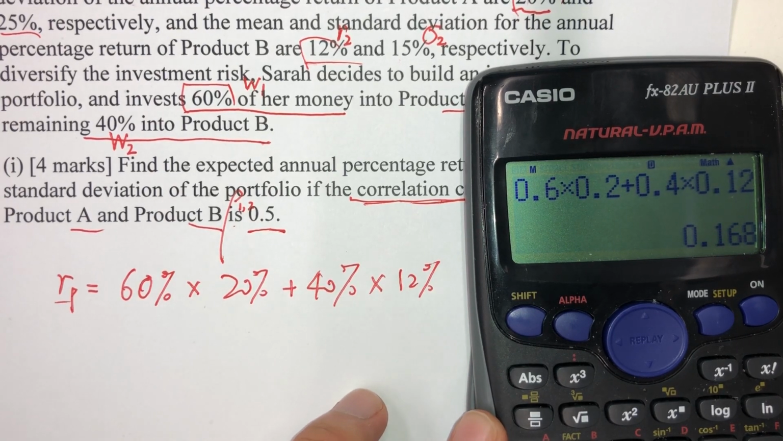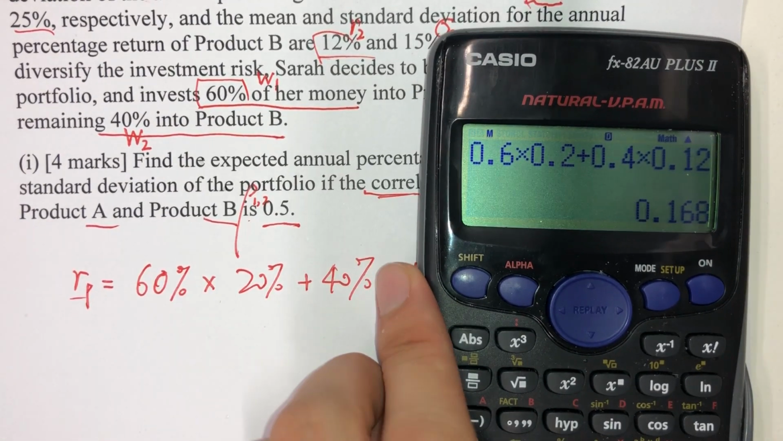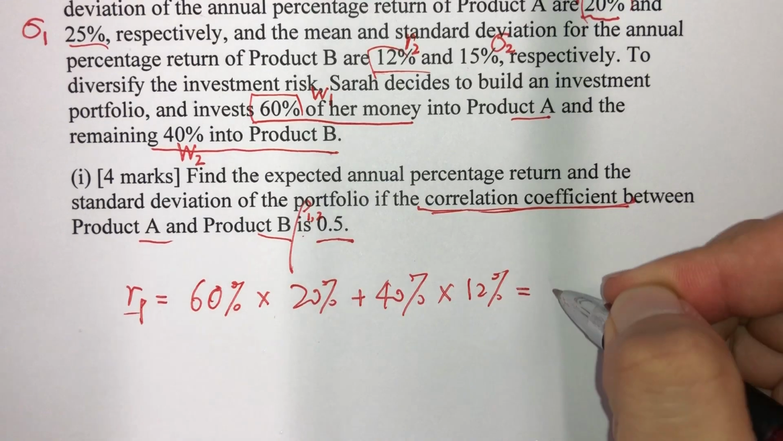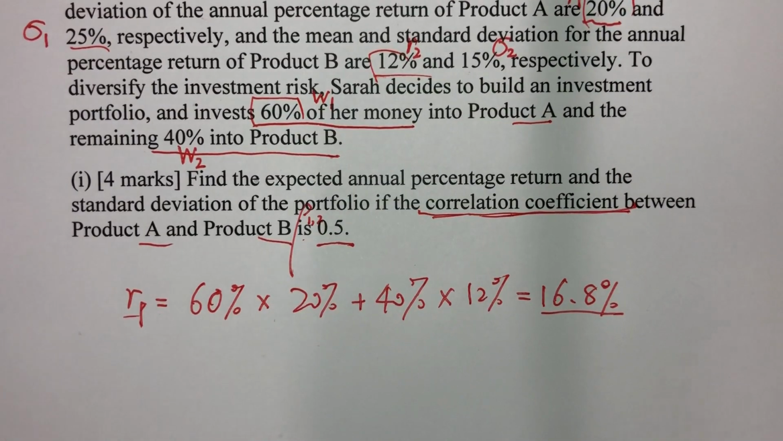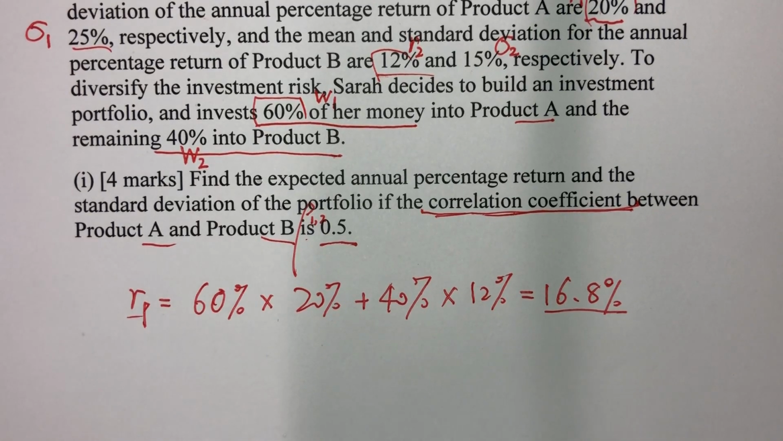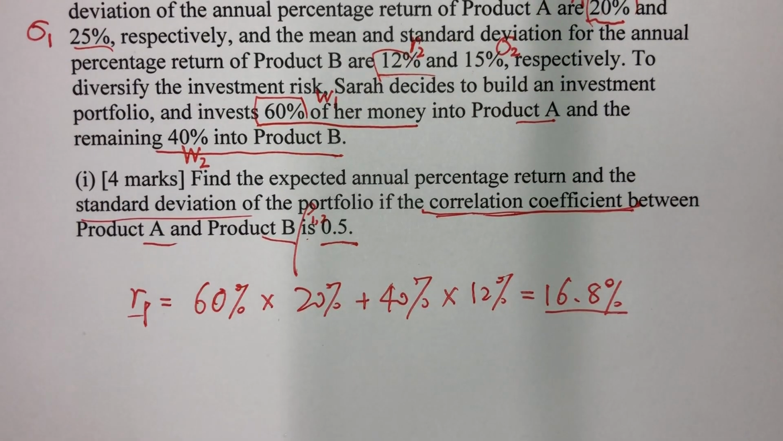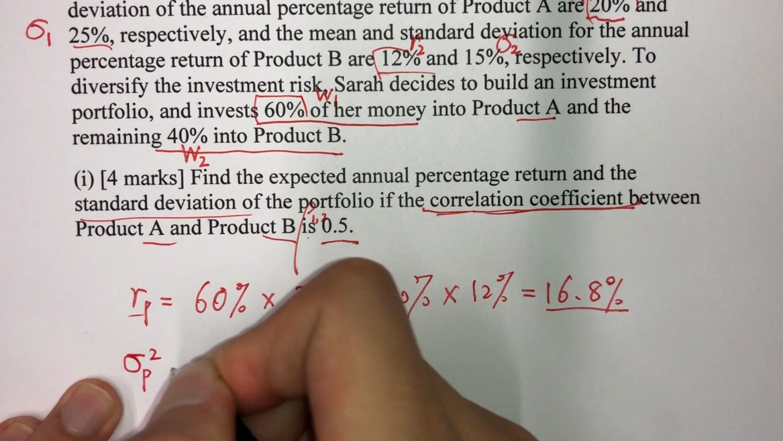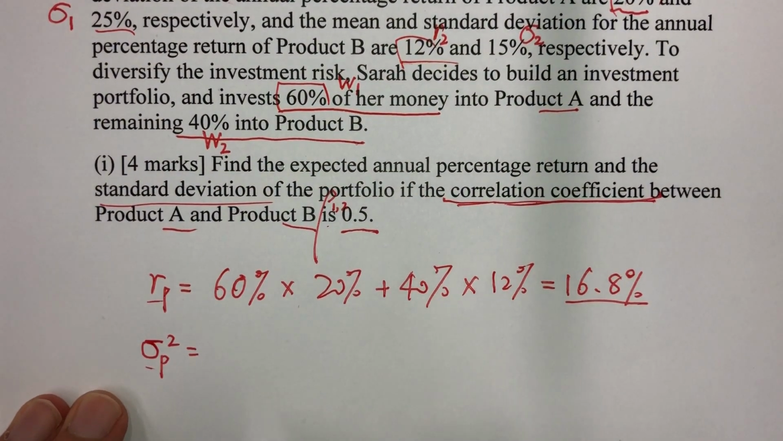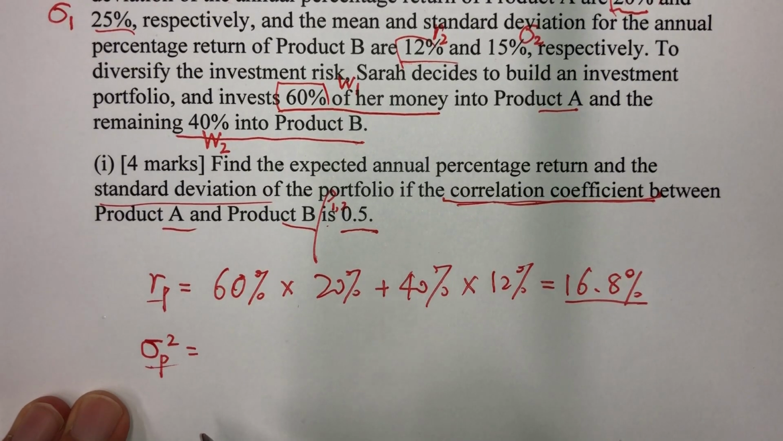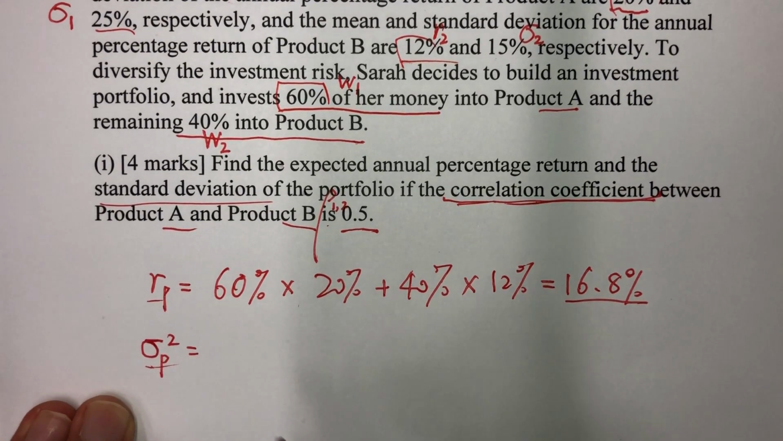And finally, we got the result of 0.168, which is 16.8%. Therefore, the portfolio return is 16.8%. All right, now, in terms of portfolio standard deviation, what we actually have was the portfolio variance formula. So after using this formula, we can take a square root on it and then get the portfolio standard deviation. Therefore, let's do it together.